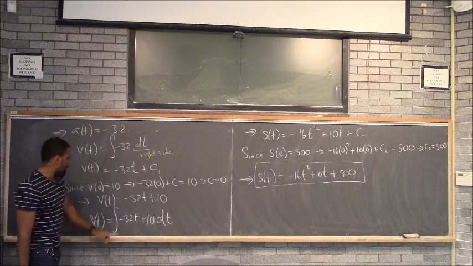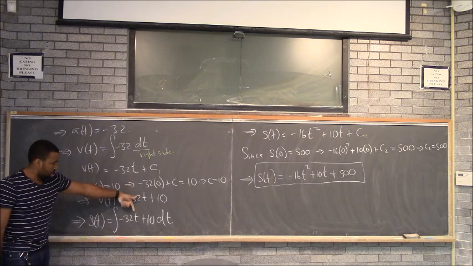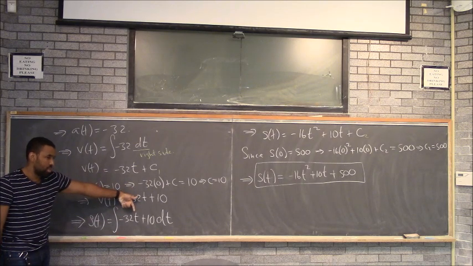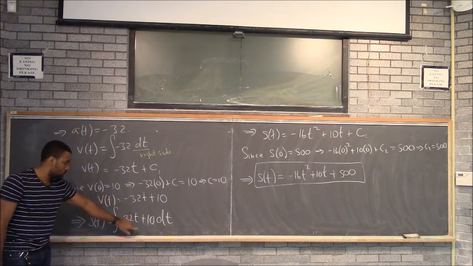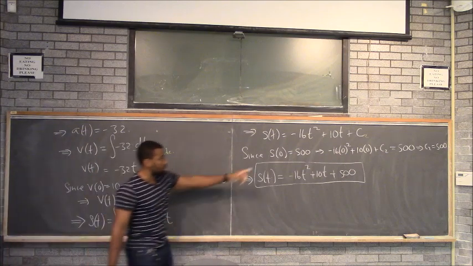And notice what happened here is the antiderivative of t to the 1 is t squared over 2, and the over 2 cancels into the 32 to make the 16.